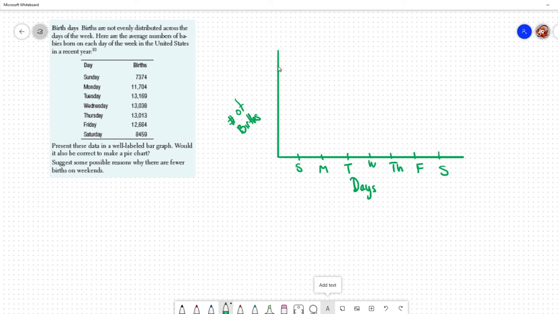So on the vertical axis is your count. On the horizontal axis is your categorical variable. So you must label it. If you don't label it, even if your graph is accurate, you will not get any points.